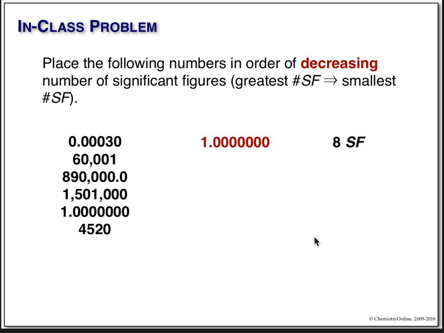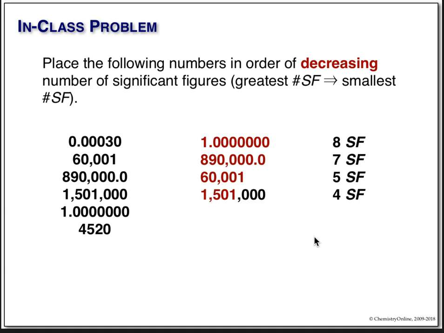What's next? I think this guy with 7. Next, we're going to have a 5, I think. This one's 4. That's 3. And that's 2.